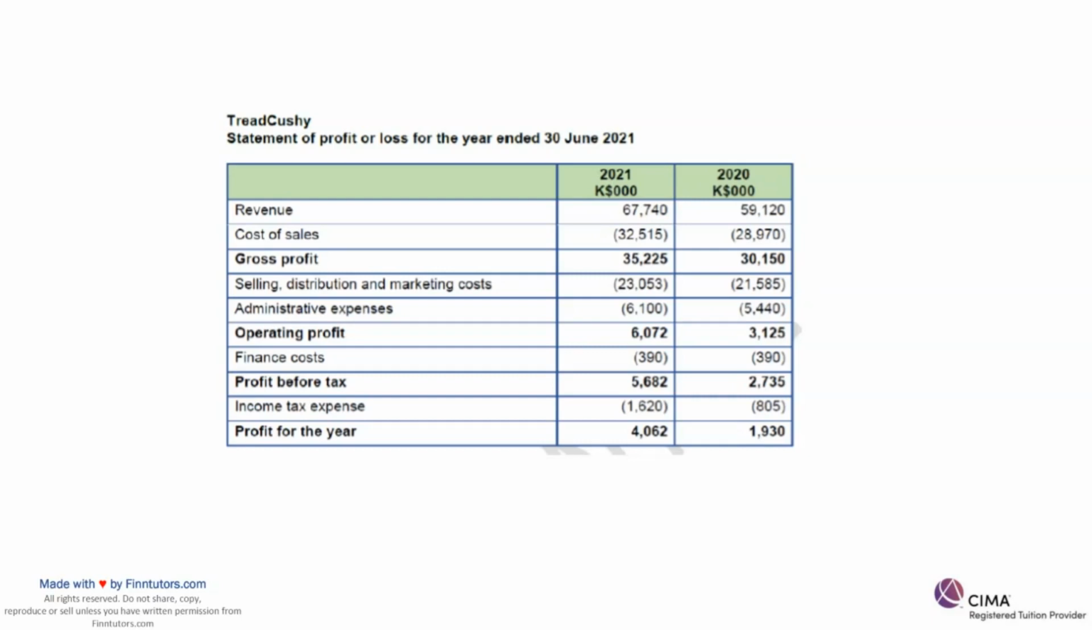Finance costs remain the same. Profit before tax went up, obviously, because the operating profit has doubled. Your income tax expense has also gone up, which means you paid more tax in this year, and then your profit for the year is almost double again. So from 2020 to 2021, you have doubled your profit for the year as well. So let's now make a numerical or a ratio analysis.